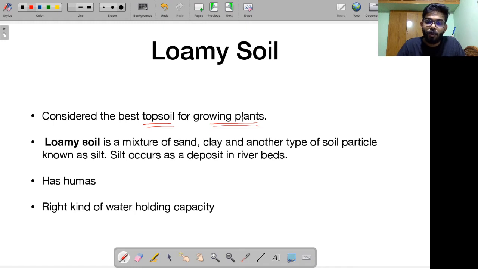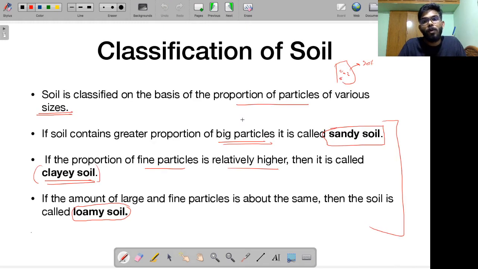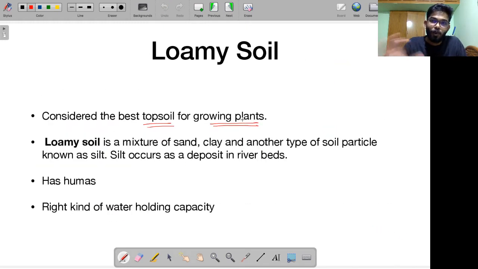Remember why? Because loamy soil, I just told you, has equal amounts of large and fine particles, right? The proportion, if you compare them, is pretty much the same. Loamy soil is a mixture of sand, clay and another type of soil particles known as silt. Silt is something that occurs as deposits in the river beds. This loamy soil is very rich in humus. I just told you what humus is. Humus is a dark colored substance that is present in the top soil.